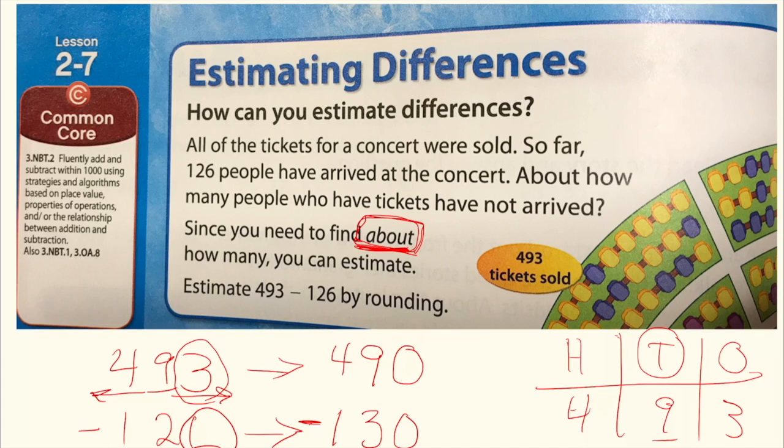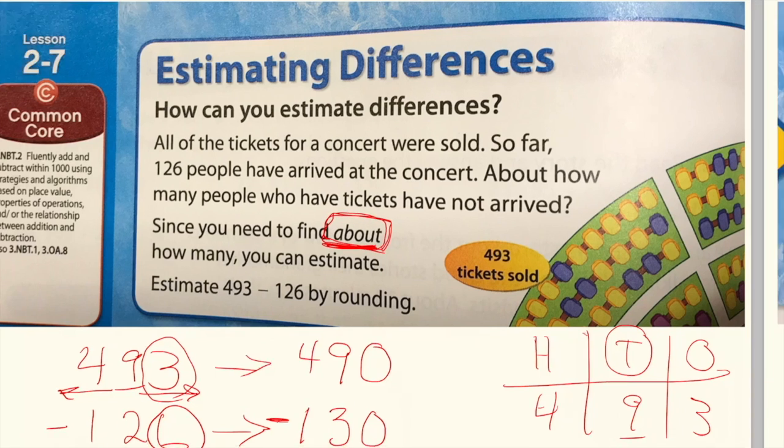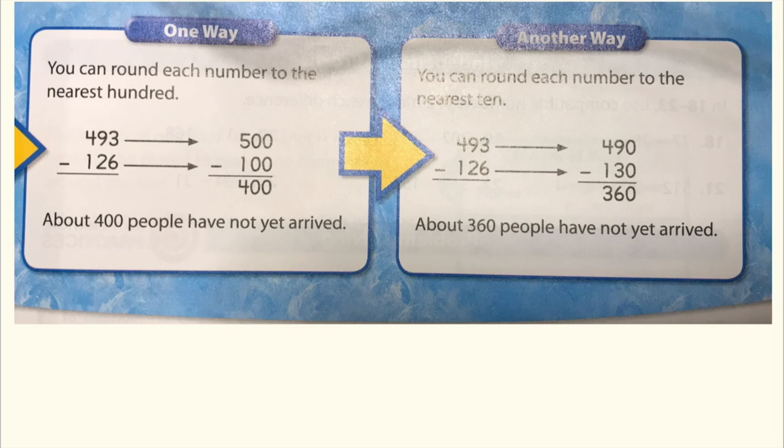Now we can find the difference. 0 minus 0 equals 0, 9 minus 3 equals 6, and 4 minus 1 equals 3. 493 minus 126 is approximately 360. Let's see if the book agrees with what we did.